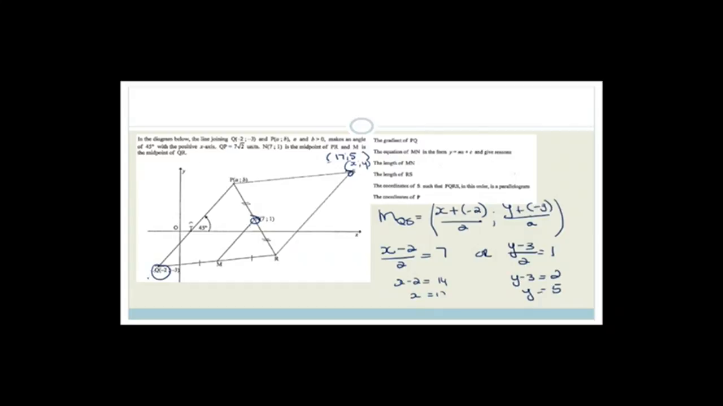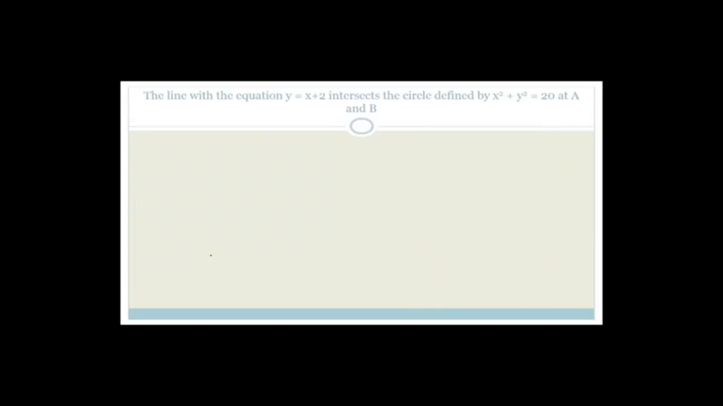Okay, now let's move on. Now it says the line with the equation x equals y plus 2 intersects the circle defined by x squared plus y squared equals 20 at A and B. Okay, so this time they haven't given us a diagram, so we can just draw a little diagram. And guys, if you're going to draw your own diagrams, that's fine, but please use a ruler. Unfortunately, my software doesn't allow me to have a snap to grid or a ruler facility on this, so that's a bit of a bummer.